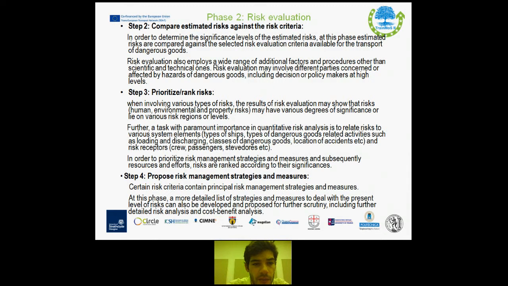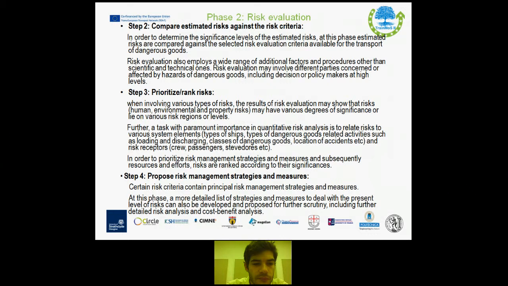The second step in risk evaluation is to compare estimated risks against the risk criteria. In order to determine the significance levels of the estimated risks at this phase, estimated risks are compared against the selected risk evaluation criteria available for the transport of dangerous goods. Risk evaluation also employs a wide range of additional factors and procedures other than scientific and technical ones. Risk evaluation may involve different parties concerned or affected by hazards of dangerous goods, including decision or policymakers at high levels.